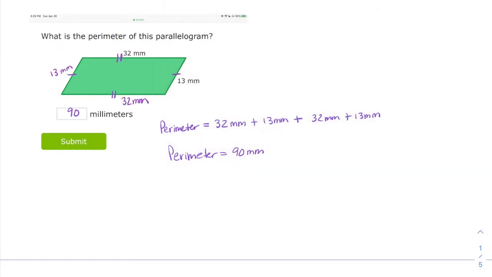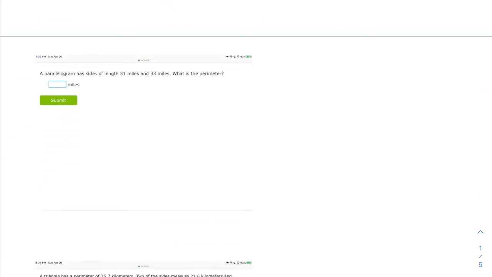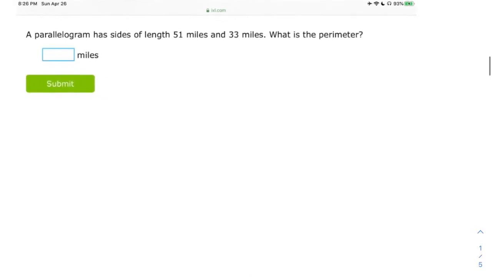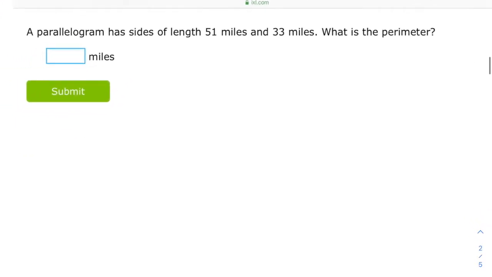All right, the next one. And what I'm doing is I increase the rigor. So as you go further, this is as if you answered a bunch of questions correct, and so it's going to get more difficult. So I already have those questions that I took screenshots of. So here we have a parallelogram with sides 51 and 33. What's the perimeter? So let's think about our parallelogram.